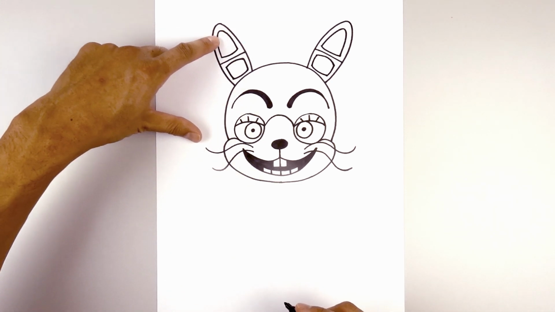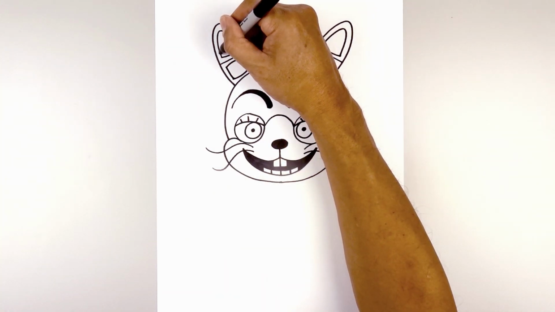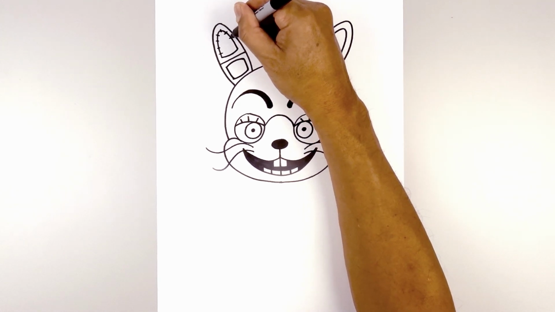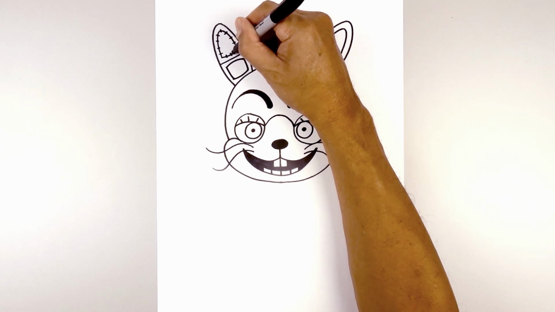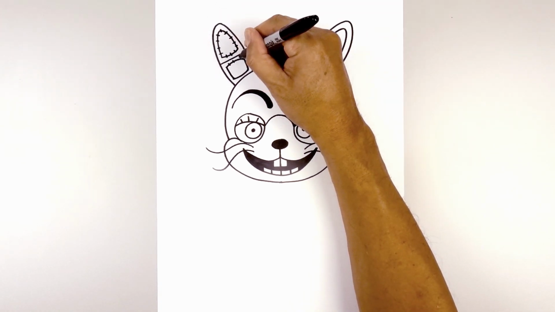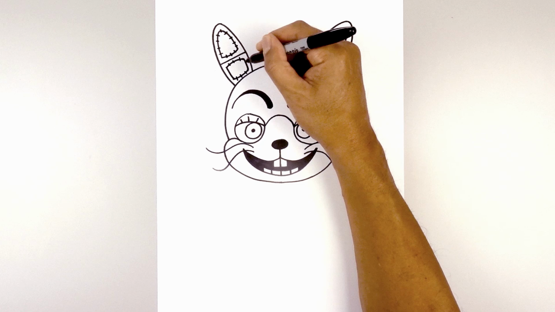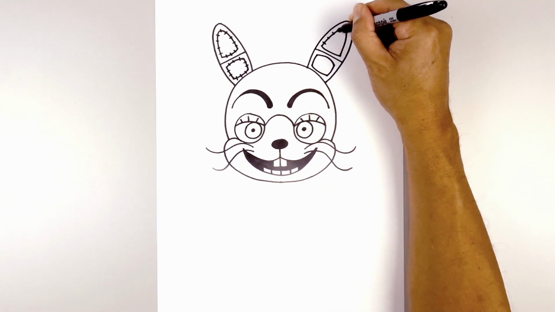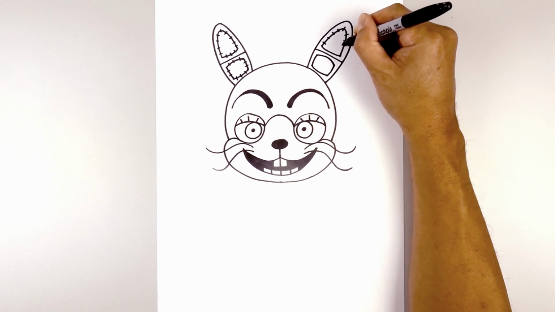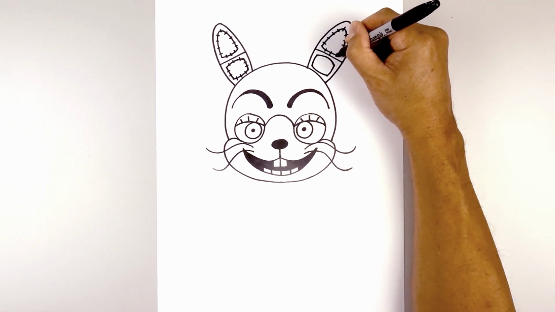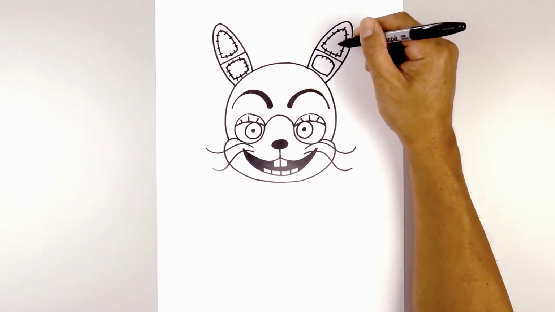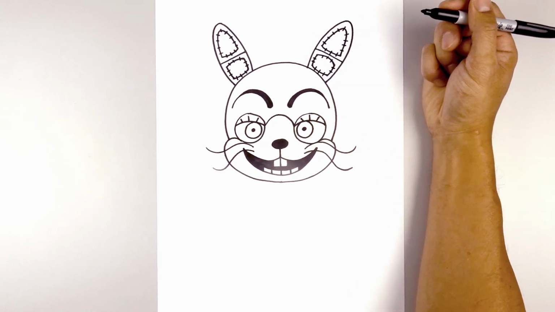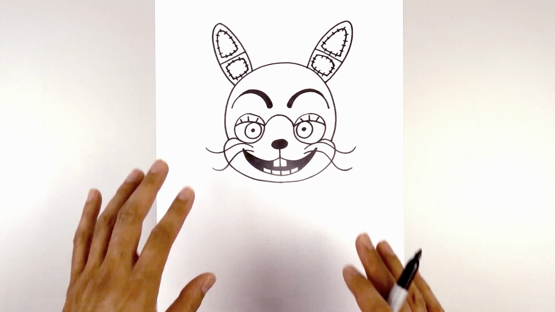Now we want to add some stitches along the outside of the patches. So start down here, start a series of short lines just intersecting the edge of the patch. Alright, so we finished the head.